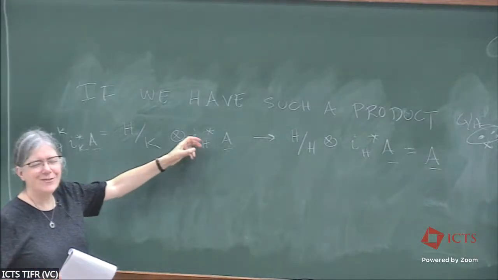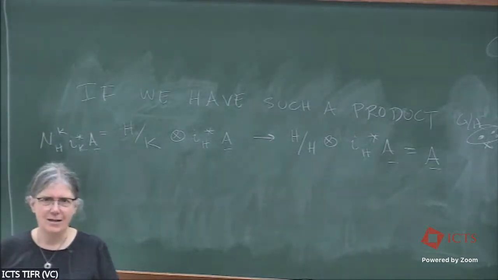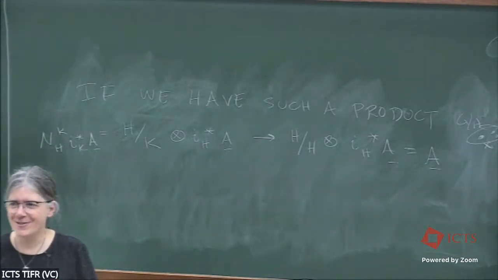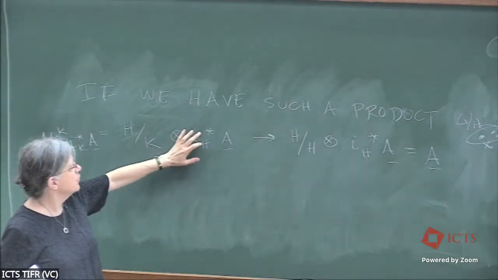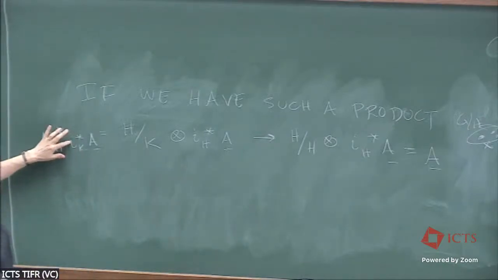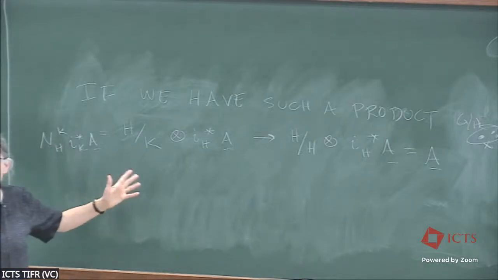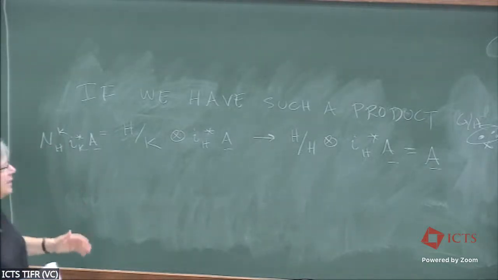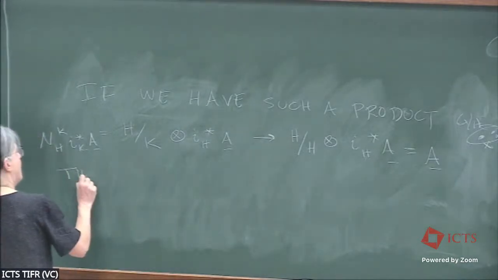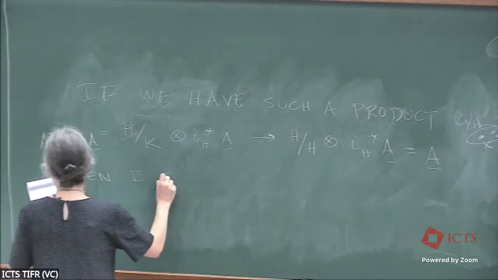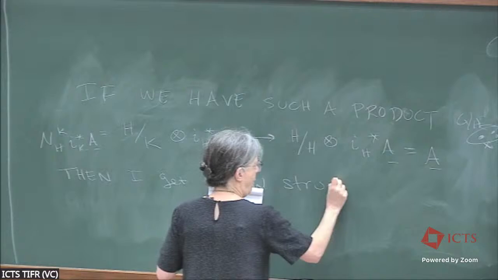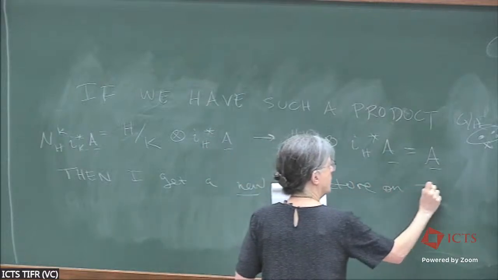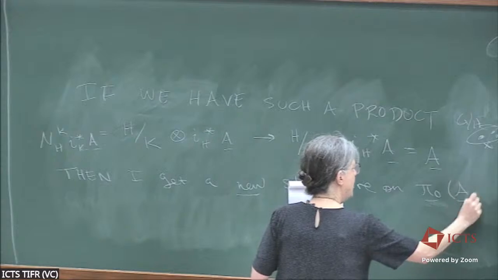Okay, the standard notation. Basically, it's confusing here because there's inner norms and outer norms, and there's inner restrictions and outer restrictions. And traditionally, the G isn't here. Here, I mean restrict from G to H. Here, I mean restrict from G to K, which involved first restricting from G to H and then restricting from H to K. It's not in the notation, but that's what I mean. If I have such a product, then I get a new structure on pi 0 underline of A.